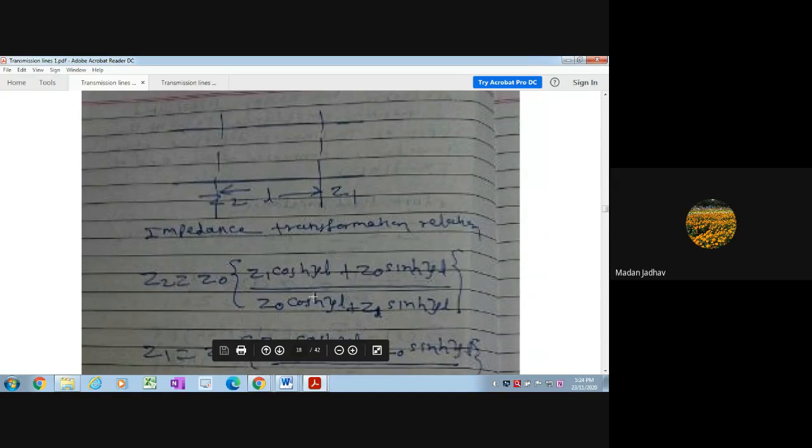Now, to find Z2, you should know Z naught, you should know L, and you should know the propagation constant, which means you should know R, G, L, C. R is the resistance per unit length, L is the inductance per unit length, G is the conductance per unit length, and C is the capacitance per unit length. These are the primary parameters of the transmission line. You should know these to find Z2.